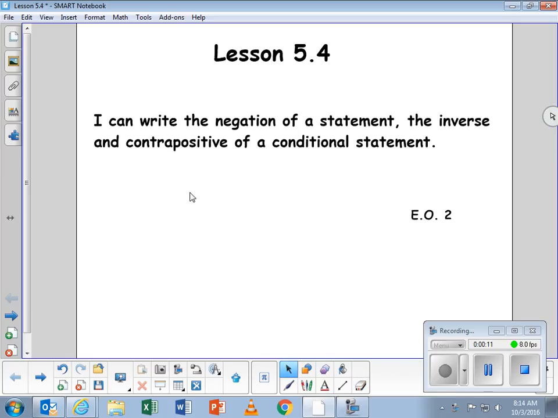Today we're going to talk about negations, inverses, and contrapositives. So if you're at home catching up here, you might want to pause because we're moving along.